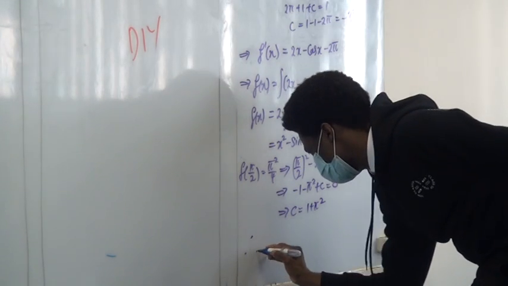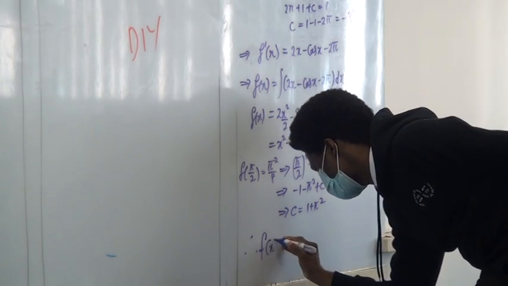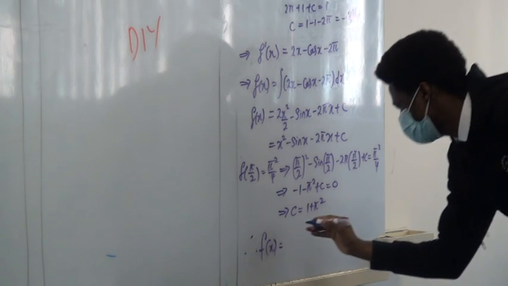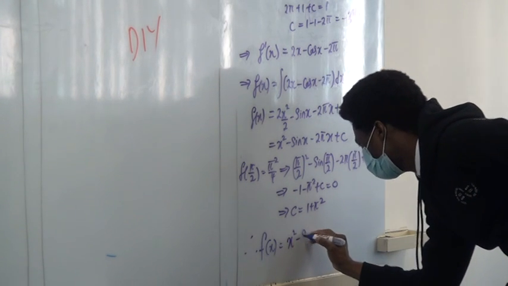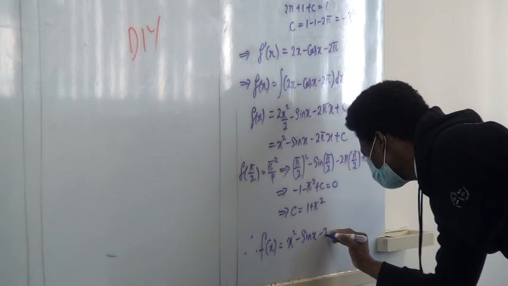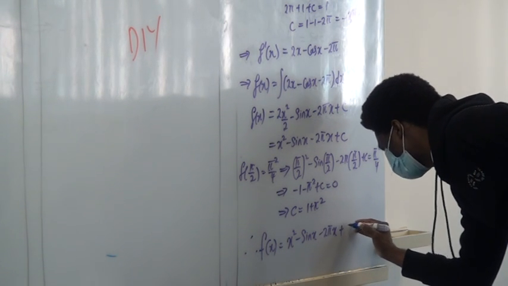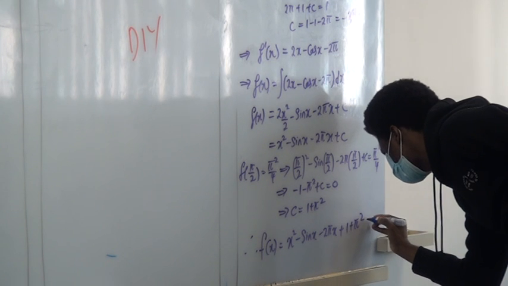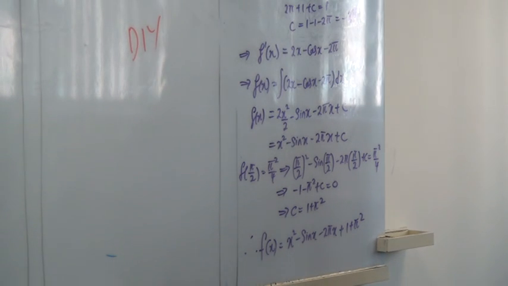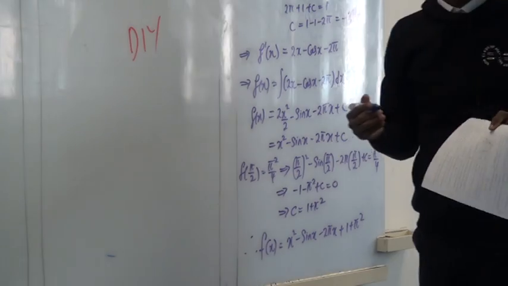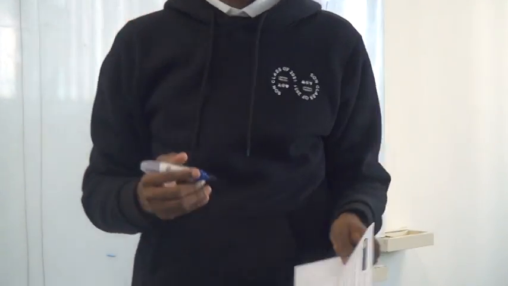Then your f of x is what? Yes, together? x squared minus sine x minus 2 pi x plus 1 plus pi squared. That's it. That's all about particular values. Please practice as much as you can.